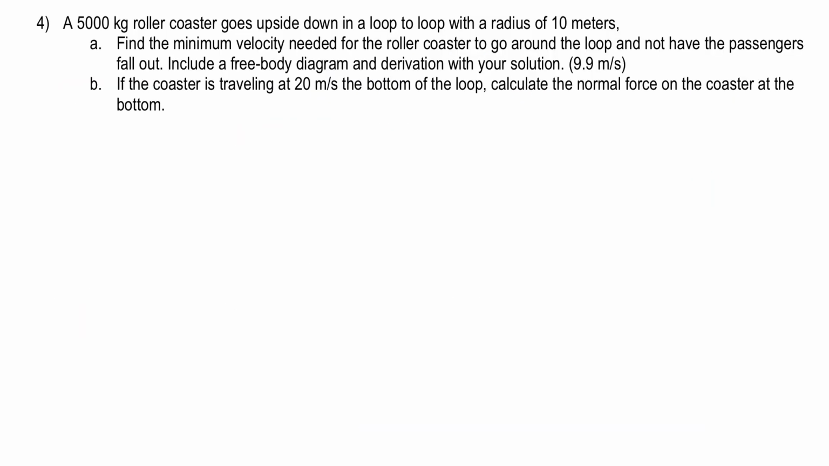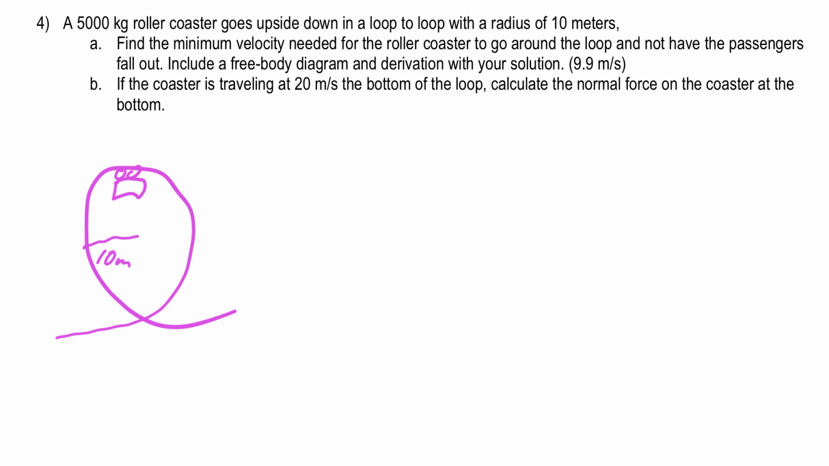All right, in this question, we have our roller coaster, loop-de-loop. We have a 5,000 kg coaster. The radius of the loop is going to be 10 meters. And we're just going to solve for things. So the first thing we're looking for is the minimum velocity. So notice there's a minimum speed we need in order to make it around the loop.